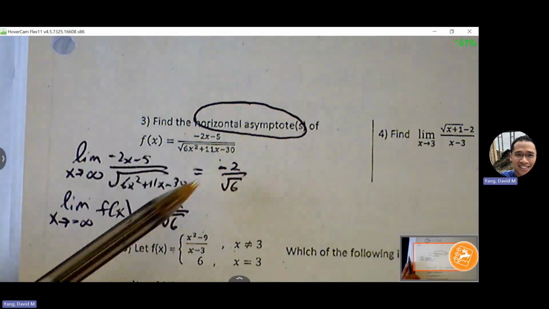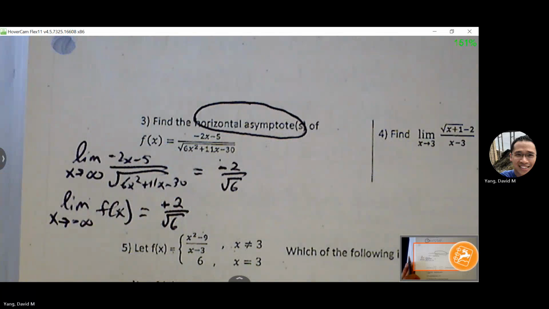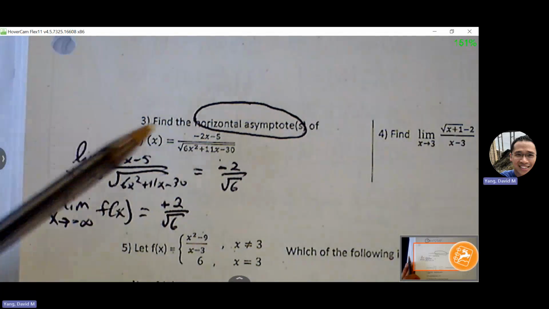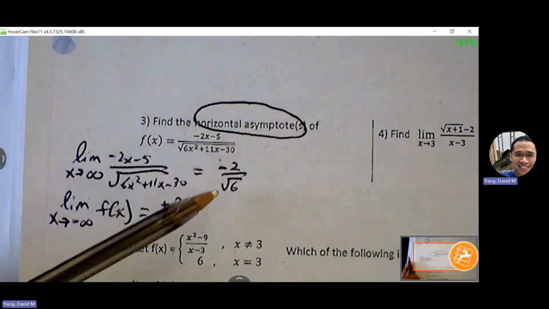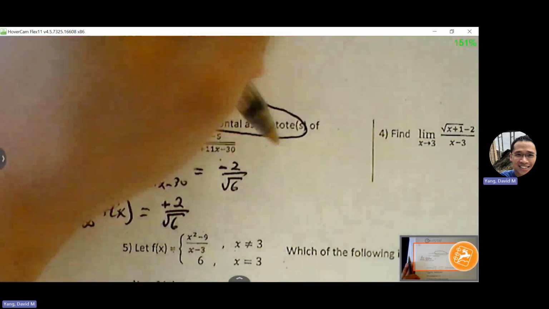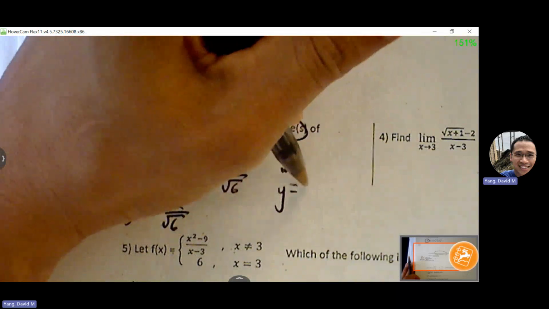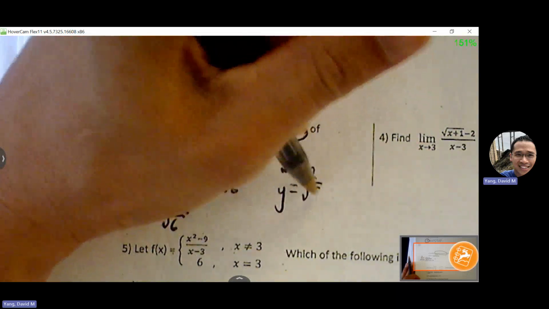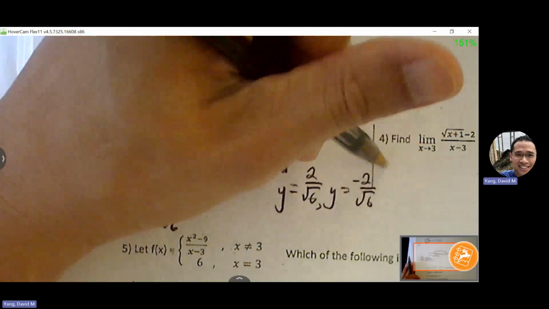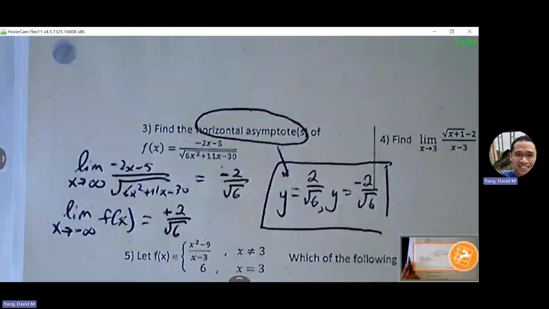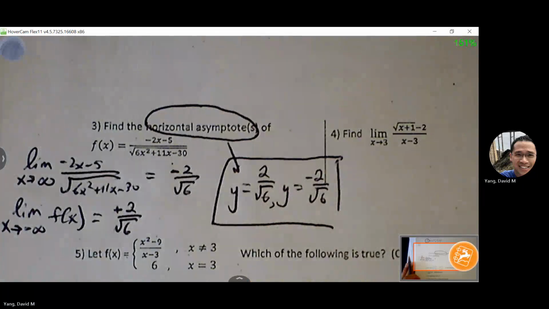So anytime we see the degree being the same and there's a radical involved, you know there's going to be two horizontal asymptotes. So we can say our asymptotes are y is equal to 2 over root 6 and y is equal to -2 over root 6. Now you could rationalize the denominator, but for AP exams, they don't care about rationalizing the denominator. So you can leave radicals in the denominator, and that's perfectly fine.